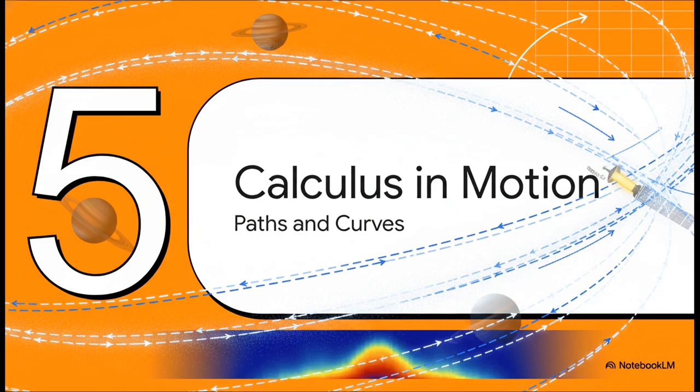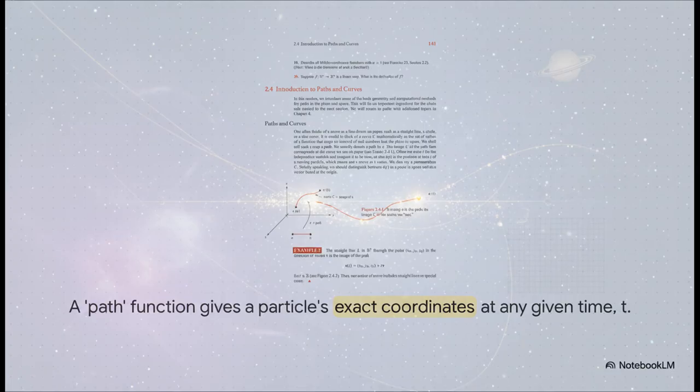All right, let's switch gears a bit. We've been looking at static surfaces. Let's talk about dynamic motion, which is another key idea from Chapter 2. See, so far our functions have given us a height, like z equals f of x, y. But what if a function gave us a location that changes over time? This is what Marsden and Tromba call a path.